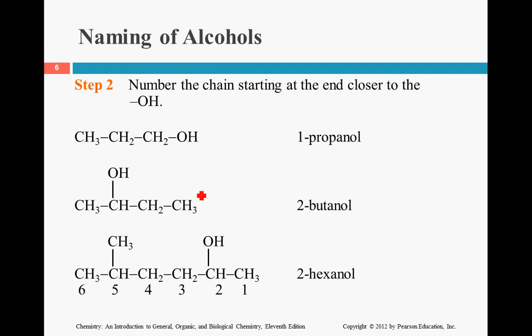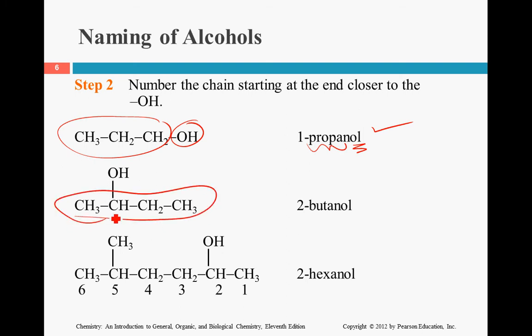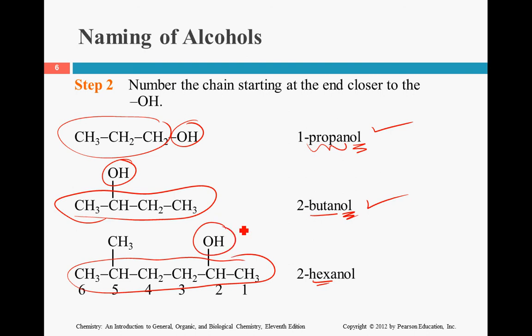So once we have the 3 carbon chain and the OH group, there's nothing else to write, so that one's done. 4 carbon chain with an OH group, that one's done. 6 carbon chain, the hex, OH group, OL, saying where it is.